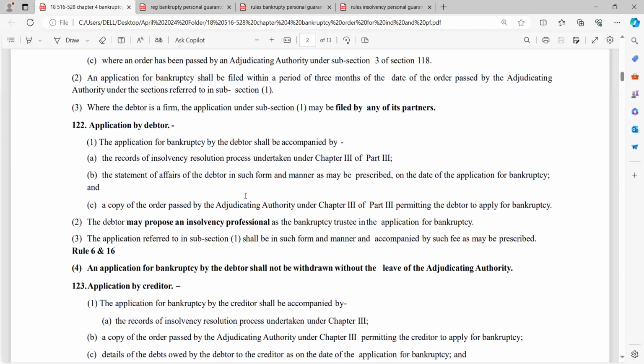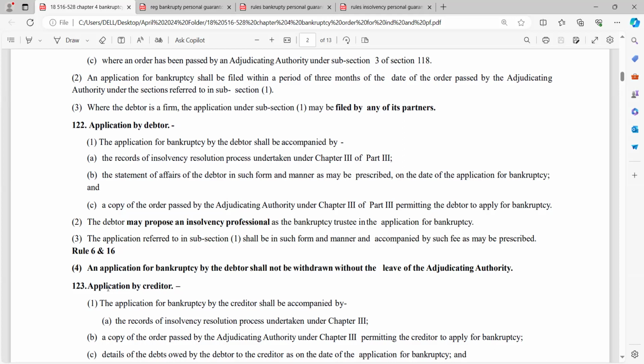Now 120. The debtor may propose an insolvency professional. The word used is may. So it's not shall, it is may. The debtor may propose an insolvency professional as the bankruptcy trustee in the application for bankruptcy. And the application referred to in subsection 1 shall be in such form and manner and accompanied by such fees as may be prescribed. So fees we have already seen, it is 2,000 rupees only. And this application is in form A.